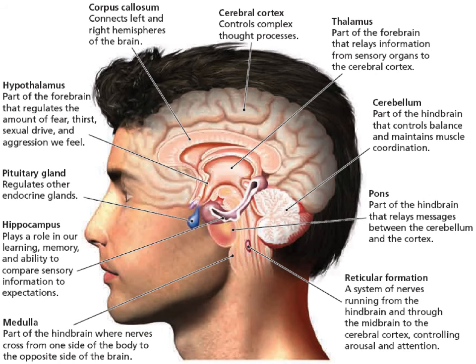Now, as you can see over here, we're going to have a lot of our brain functions starting to come. Now, as you can see on this map, we do have the reticular formation being put in there. It's a system of nerves running from the hindbrain and through the midbrain to the cerebral cortex, controlling arousal and attention. So the more excited you are, the more you're paying attention; the less excited you are, the less you're paying attention. All of that is controlled by the reticular formation.